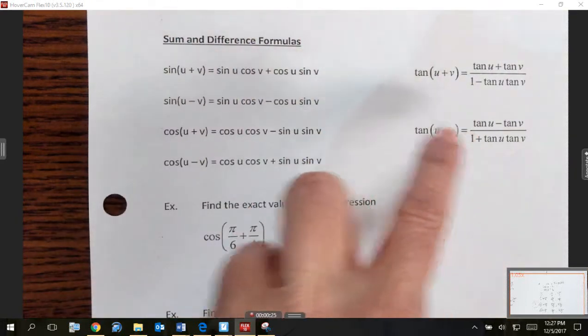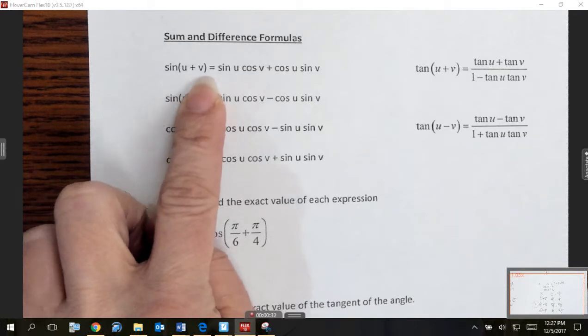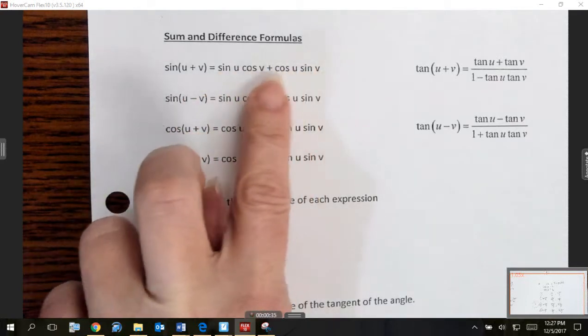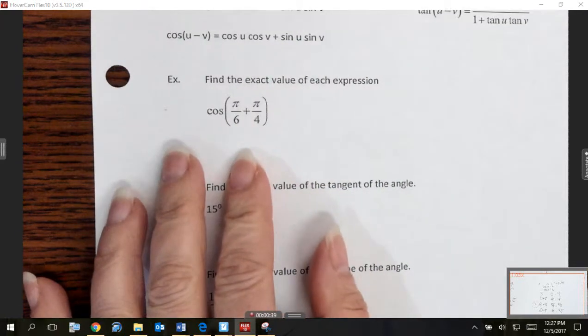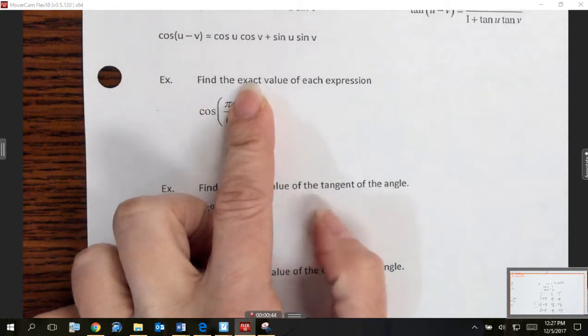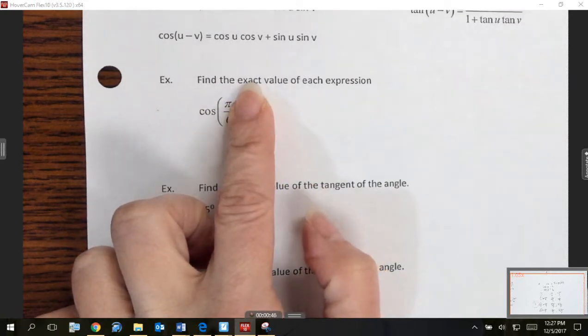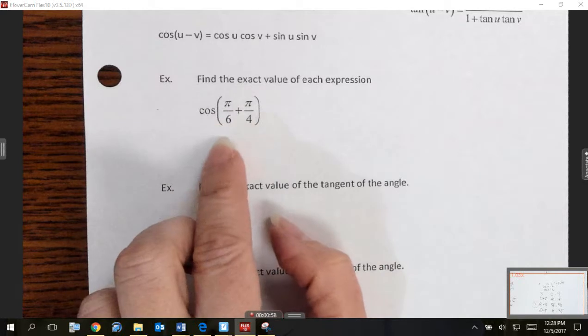They're formulas. So if you know what angle U is, and you know what angle V is, then you plug in U and V every place you see it. So now, the first example: find the exact value of each expression. Do we know what it means to find the exact? Yeah. Don't round, period. That means I'm not pulling my calculator out. We should have no decimal answers. Find the exact answer of each expression.